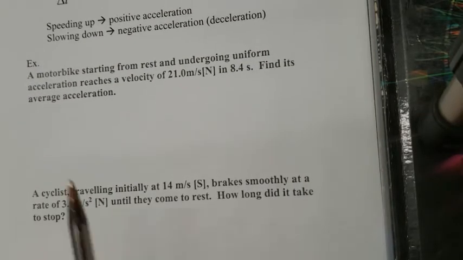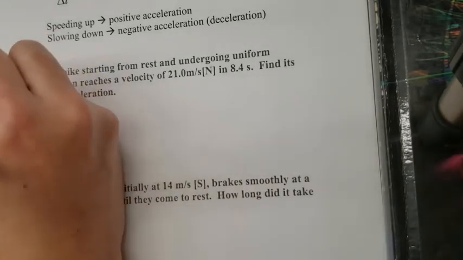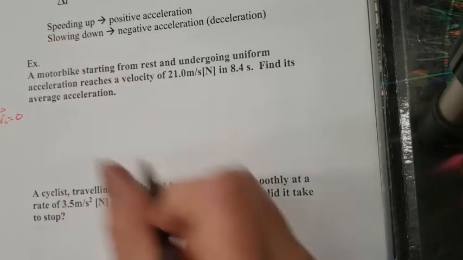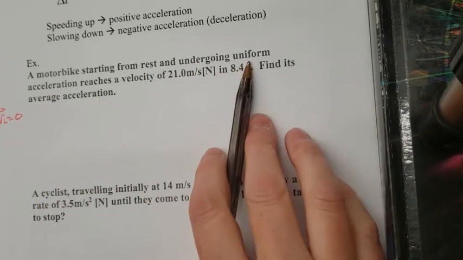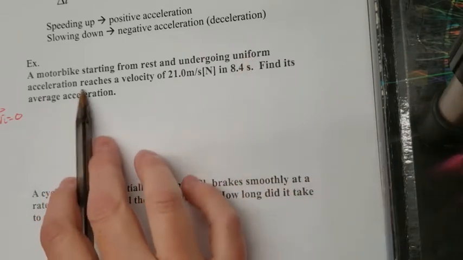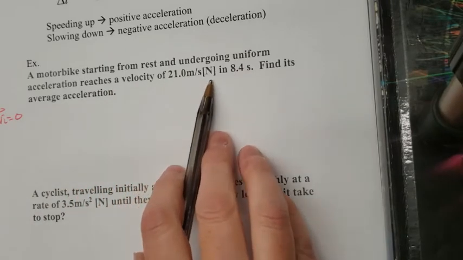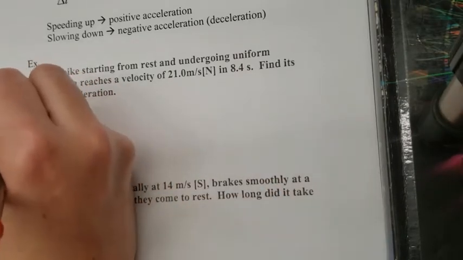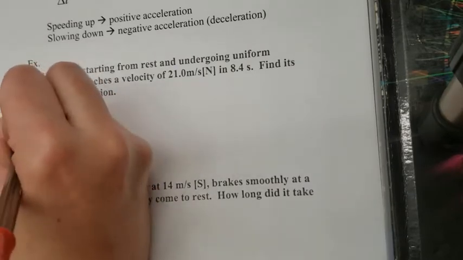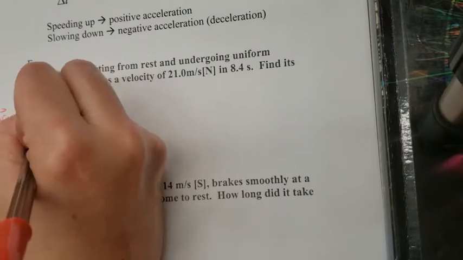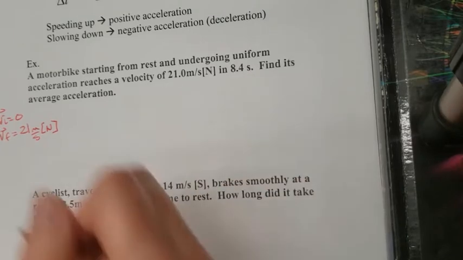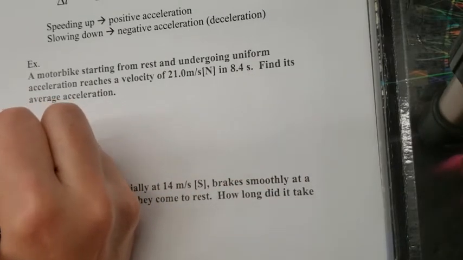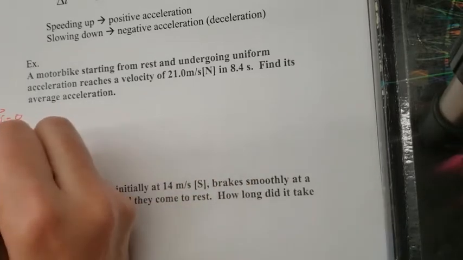So our first example says a motorbike starting from rest. So we know Vi is 0. Rest just means you're not moving yet. Undergoes uniform acceleration. All the acceleration questions we will do this year will be uniform acceleration, so you don't have to worry about that word. Reaches a velocity of 21 meters per second north. So that's our final velocity, 21 meters per second north, in 8.4 seconds. So seconds is our time. And we're looking for acceleration.